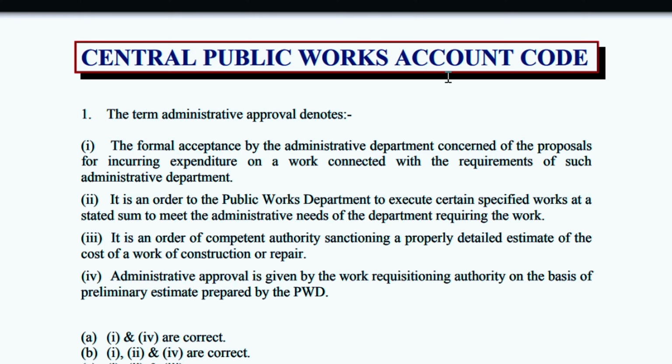MCQ on Central Public Works account code. Serial number 1. The term administrative approval denotes. Correct answer is 1, 2 and 4.